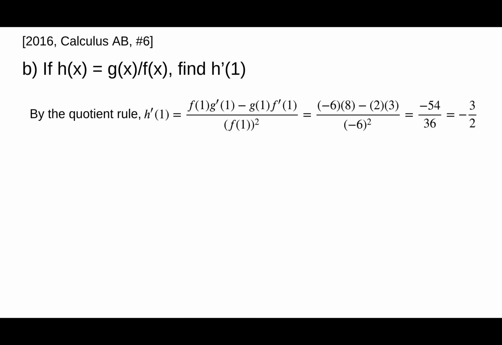F of 1 is negative 6, g prime of 1 is 8, g of 1 is 2, f prime of 1 is 3, and f of 1 squared would be negative 6 squared, which is 36. Simplifying all of this, we find that h prime of 1 is negative 3 over 2.